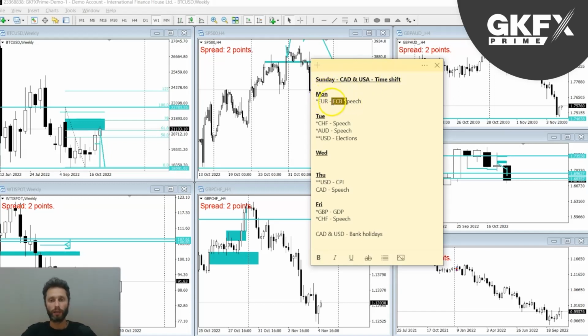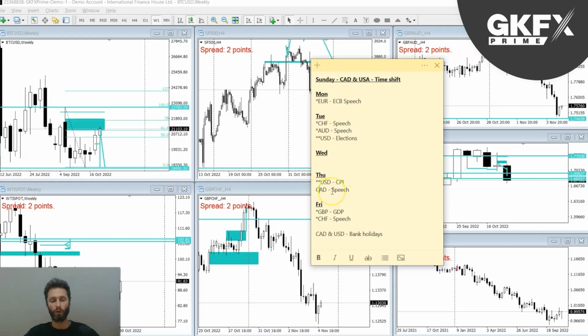Monday, we've got a speech from the ECB, so that'll be Euro related. Tuesday, we have got a speech again from Switzerland, that's on the franc, and another speech from Australia. And we've also got elections on that day in America, so bear that in mind for the dollar. Wednesday is an empty day, so looking to Thursday, there's the CPI numbers from the US, so look out for that. That is usually a big one.